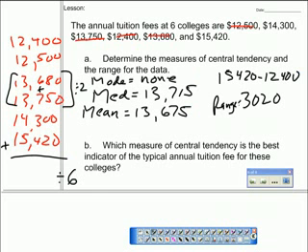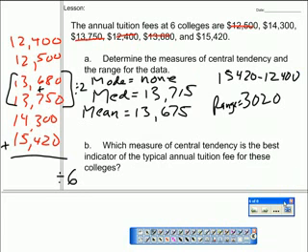Right, so now we know all of our statistics, right? We've done what would be a statistical analysis. Which measure of central tendency is the best indicator of the typical annual tuition fee for these colleges? This is what we're doing now. This is what separates us now from what you did in 8th or 9th grade. Which one of those would be best? Mean, median, or mode, and why? Mean? He's correct. It's the average.